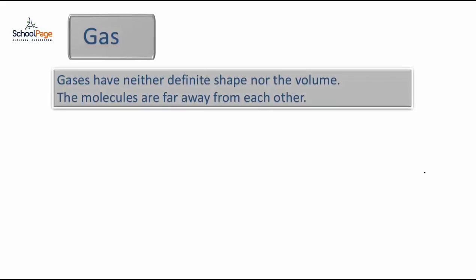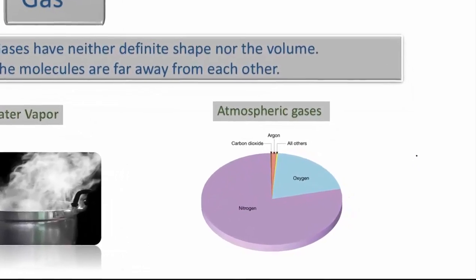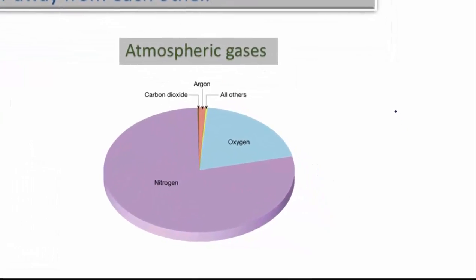Gases have neither definite shape nor volume because the molecules are very far away from each other. Water vapor is the best example, and the different gases we find in the atmosphere like carbon dioxide, oxygen, nitrogen, sulfur dioxide.